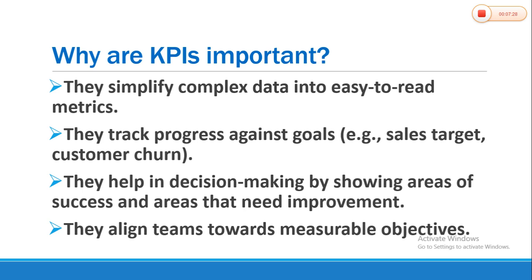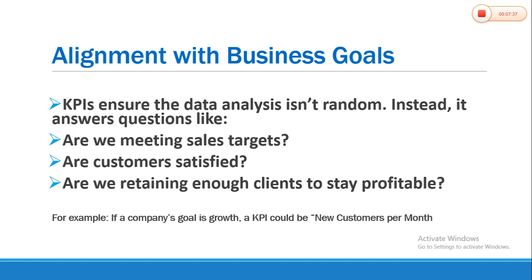Another reason why KPIs are important is that they align teams towards measurable objectives, right? So it shows teams where they are working towards, right? So let's look at alignment with business goals. KPIs ensure that data analysis isn't random. Instead, it answers questions like, are we meeting sales targets? Are customers satisfied? Are we retaining enough clients to stay profitable?